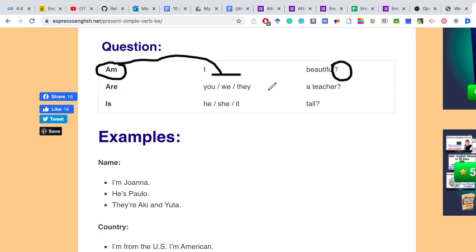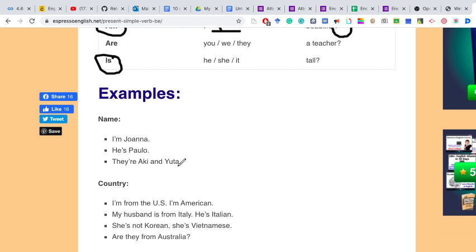Am I beautiful? Are you a teacher? Are you a doctor? Are we doctors? Are they students? Or are they tall? Is he, she, it tall? This is the way that we make questions using the verb be. We put the verb be at the beginning of the question and then we close the question with a question mark.